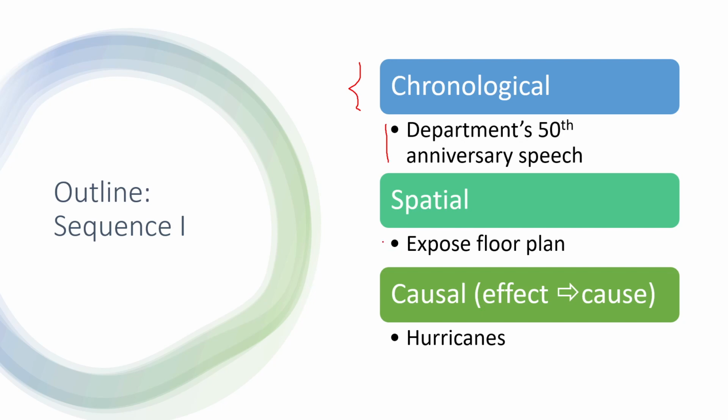Now, if you want to describe some exhibition and how the exhibits are distributed within the floor, or if you want to describe the arrangement of a museum, then you can use the spatial sequence. Yeah. If you want to describe some cause and effect thing, or an effect leading to a cause, a speech, for example, about hurricanes, why hurricanes take place and so on, is a causal structure that we should select.